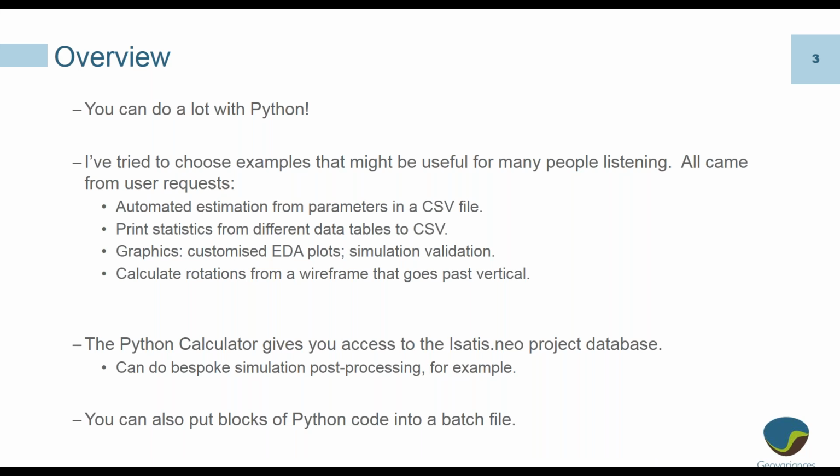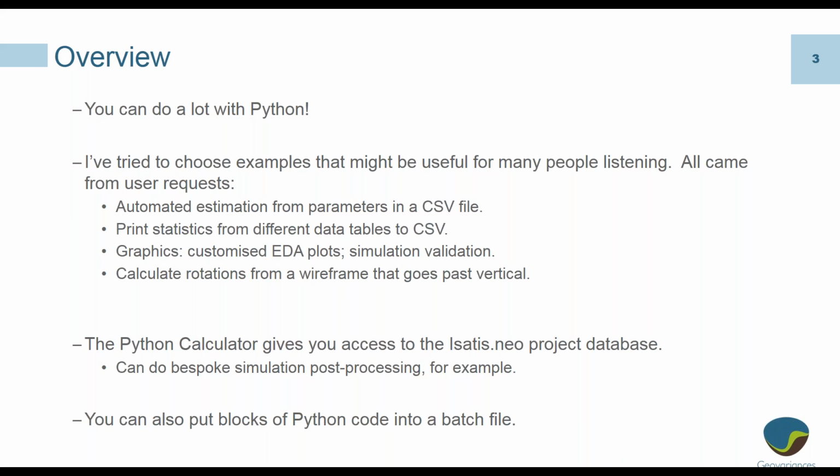But instead, what I've tried to do is choose examples that might be useful to you as a user of Isatis.neo. All of the examples presented in this talk came from user requests. So I've got automated estimation from parameters in a CSV file, printing statistics from different data tables to a CSV, and then a bit of talk on graphics and saving plots either for EDA or simulation validation purposes, and then calculating rotations from a wireframe that could potentially go past the vertical.